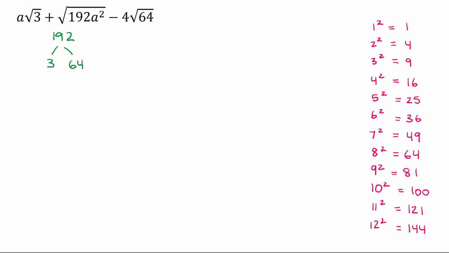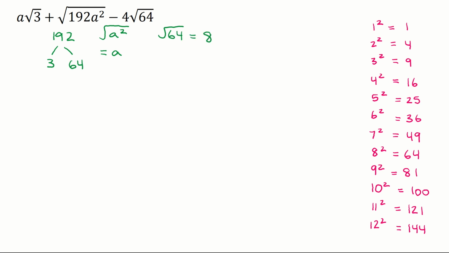A squared is just a perfect square. So remember, the square root of a squared is just going to give you a. Same thing with the square root of 64. That is a perfect square. The square root of 64 is going to turn into 8.